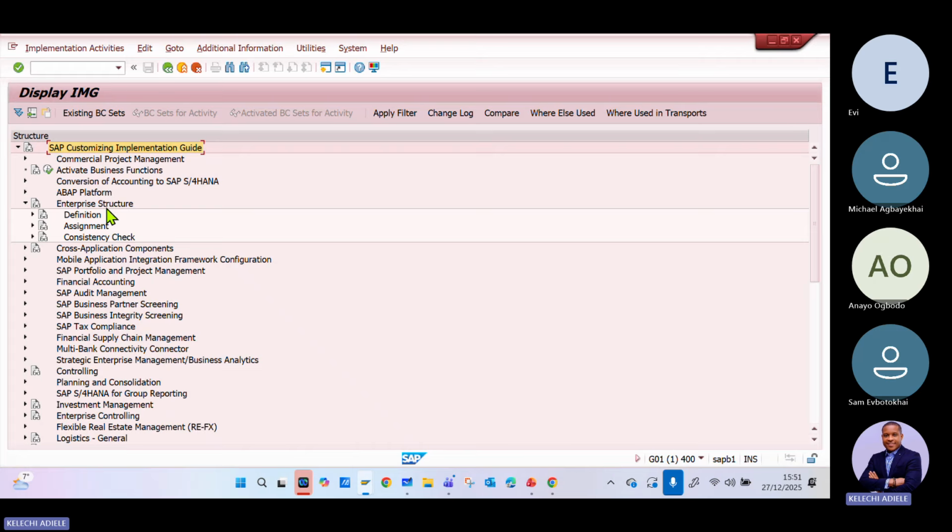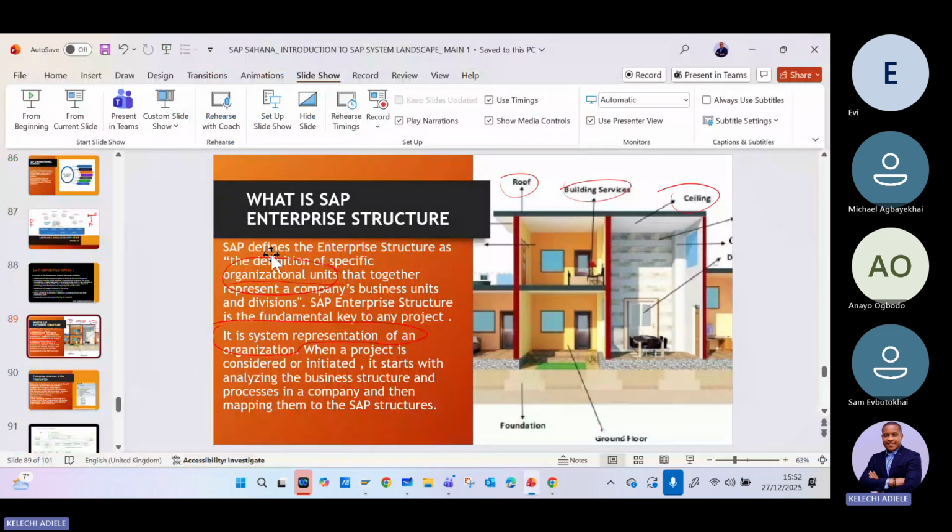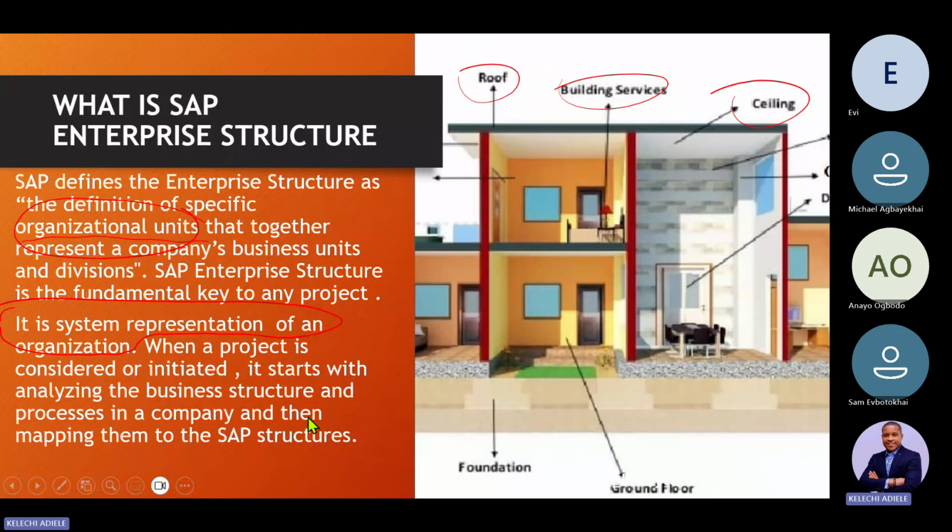So you need to go back again and read that document I sent to you about functional specification design. That is an example of what we're building or what we should be building. So we have said that it's also a project. It starts with analyzing business structure and processes in a company and then mapping them to SAP structures. I ended this class with this comment. It starts with, number one, analyzing business structure.